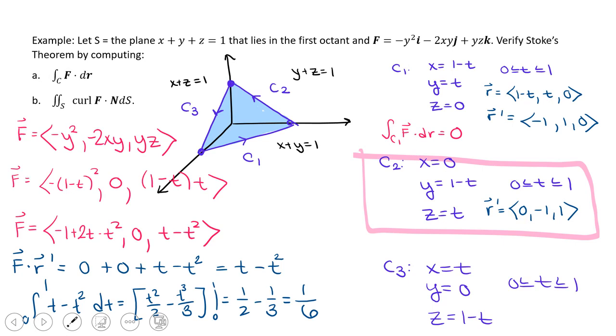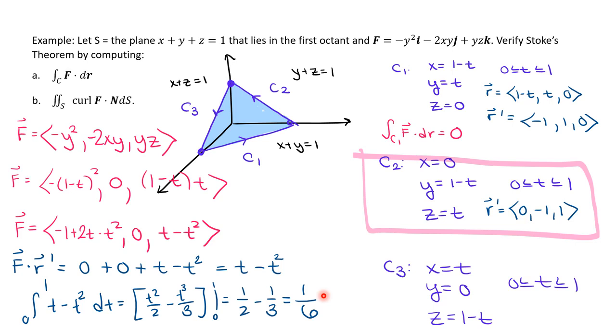So I have my work on the screen. The antiderivative was t squared over 2 minus t to the third over 3. Plugged in 1, plugged in 0, did some arithmetic, and I ended up getting an answer of 1/6. So I have just shown that when we integrate our vector field along this path that I have labeled C2, we end up getting 1/6.